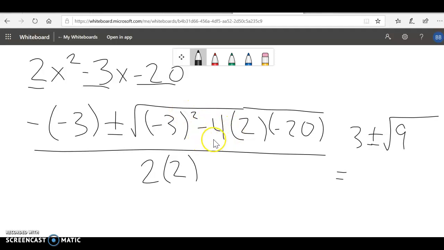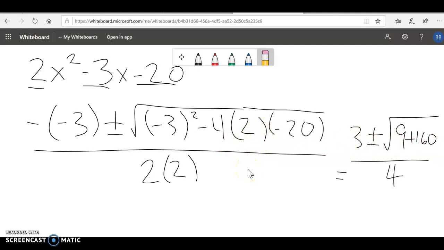And you're going to type in -4 times 2 times -20. And that is going to give you 160. And then on the bottom, the denominator, you have 2 times 2 is 4. So we did a couple steps so far. We did opposite of b, b squared, and then this part right here. So we finished that out.